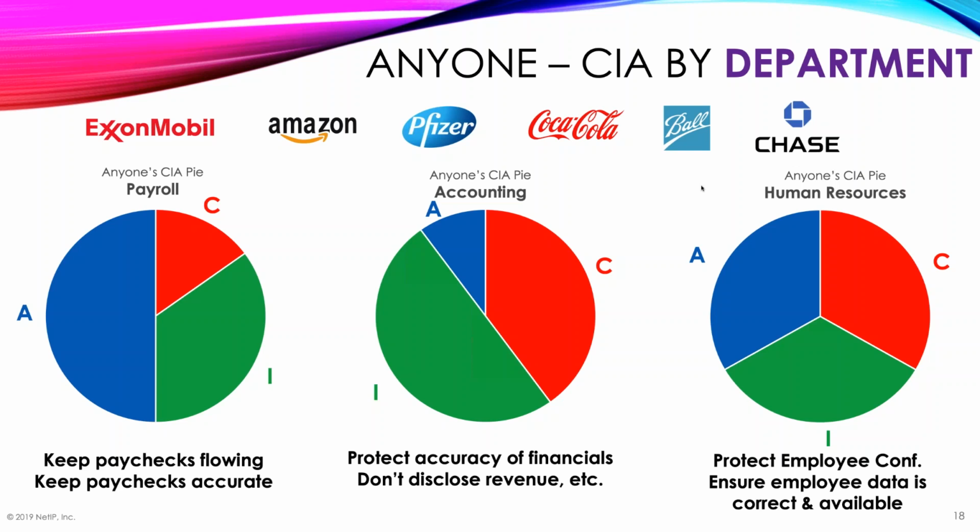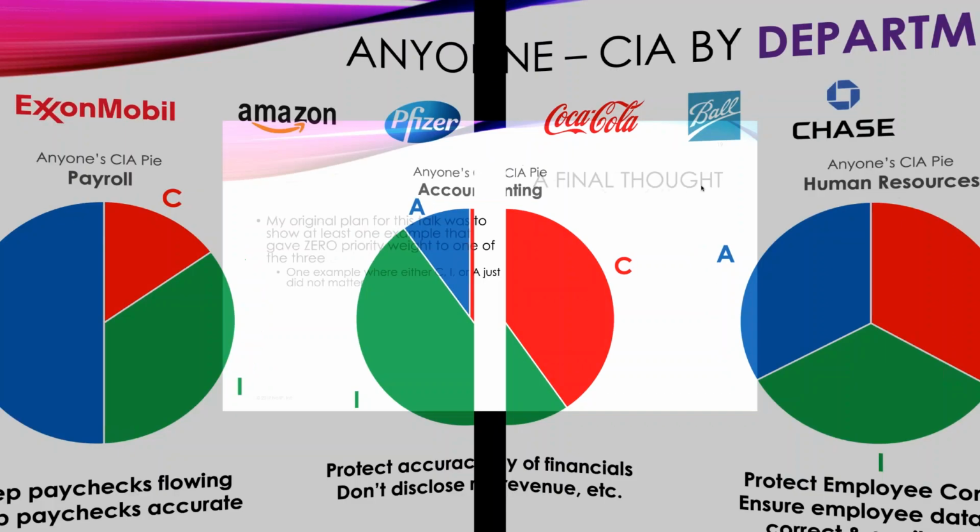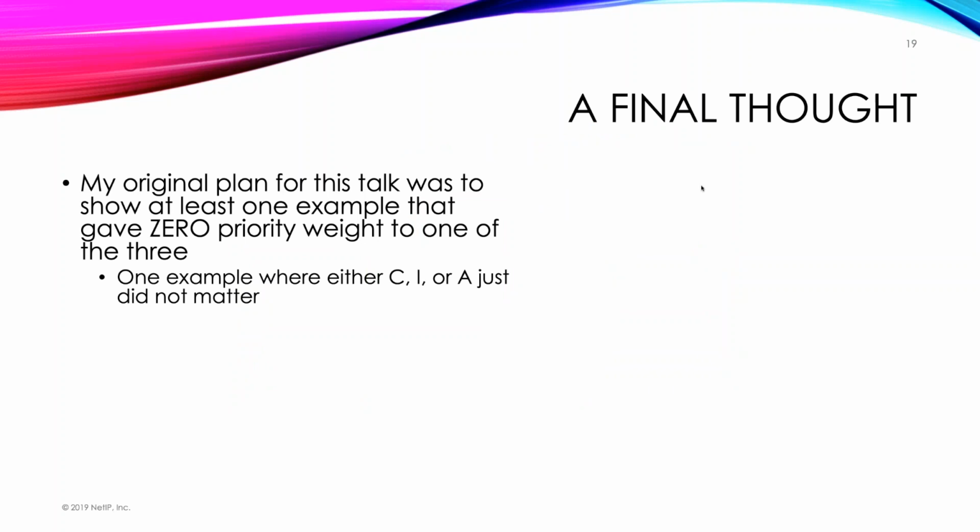As I said, the accounting pie chart would change a little bit from a publicly traded company to a privately held company, but other than that, these pie charts are probably going to stay pretty static for everyone involved. Okay. Now, a final thought here.